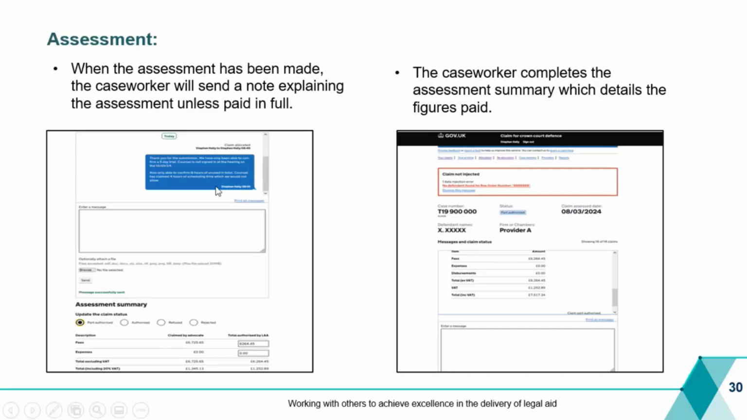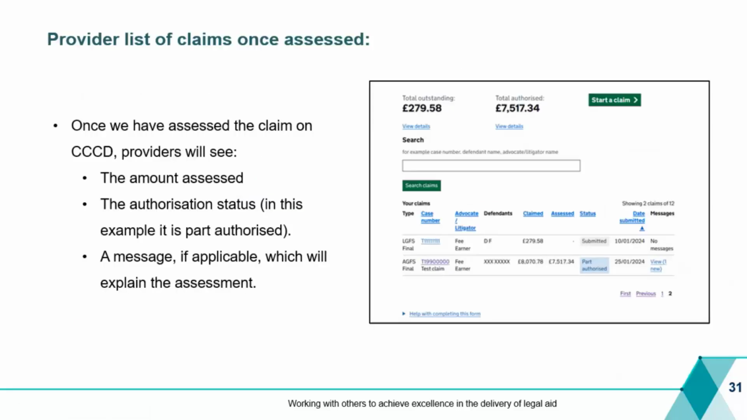And once we've done that, sent that note, we would then advise the payment that we've made. So in this example here, we've just made a part assessment. So we're assessing down, giving you a breakdown of why, and then we'll put part assess with the figures that we've paid. And once we've done that, the claim will then be sent back to yourself. So you'll then see, as you can see here, that the claim is then showing in your system, but it is showing now as part authorized.